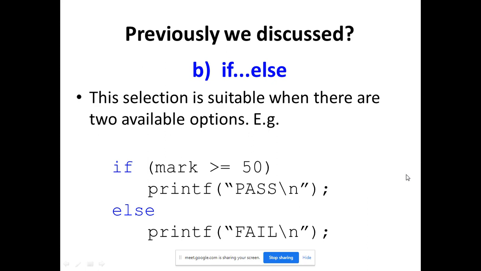Okay, that's good. Basically, if-else is used for two options. As you can see on the screen, assuming a student got 50 and above, that student could maybe have passed. Otherwise, if the student gets less than 50, the student will get what? The student will get a fail.